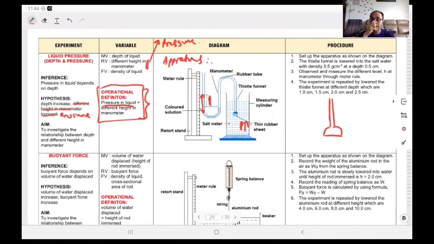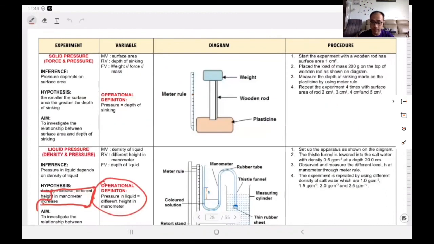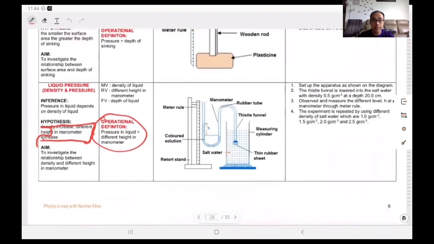But the Pahang question, if you remember just now I said, the Pahang question is density and pressure. So the setup is actually the same. Take a look at this. The setup is the same, except that instead of pushing this one down, you set it at 20 cm. And then you change the water.